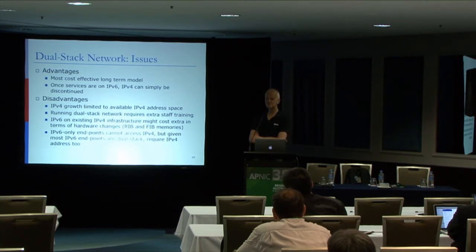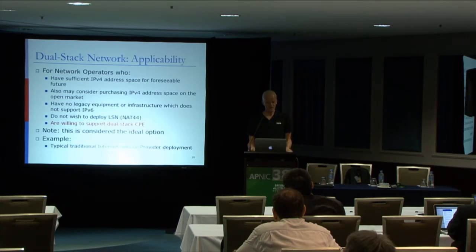Also, V6-only endpoints can't access V4 infrastructure or any V4 content. So if we're going to do dual stack, everything has to be dual stack. If you get a V4-only site, it's not accessible by V6. And of course, the same is true the other way around. So this is fine for network operators who've got enough V4 address space for the future, may consider buying V4 address space when they run out, don't have any legacy equipment, don't have any legacy infrastructure, don't wish to buy large-scale NATs, and are happy supporting dual-stack CPE.